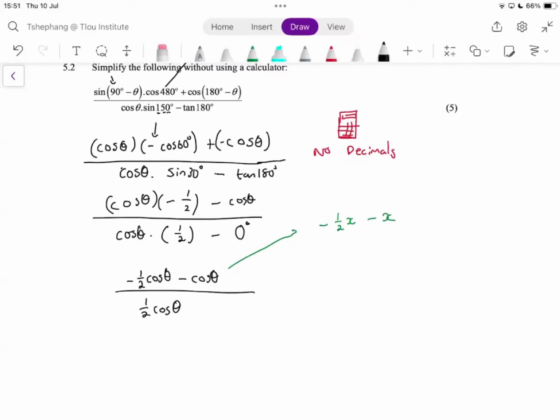Now on your calculator, what does this give you? Negative a half minus 1. Of course, you cannot put the x's. It will say it's negative 3 over 2 cos of theta. Denominator, a half cos of theta. Cancel whatever we can cancel. This cancels that. And our final answer becomes what? Negative 3.